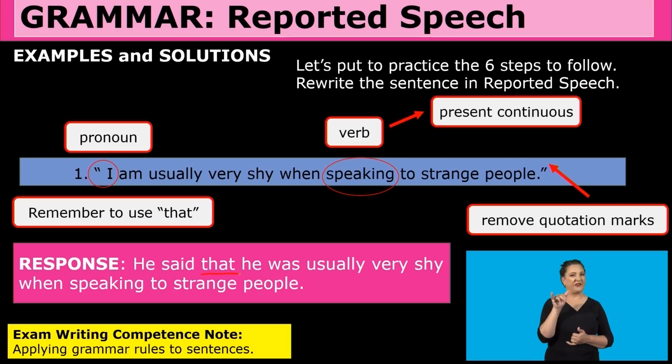Can you see? He was usually very shy when speaking to strange people. Now look at my verb. Look at the change that happened. He's usually very shy when speaking. So my continuous tense is maintained there. You can see the ing ending for the verb. And I removed the quotation marks. There are no quotation marks when I do reported speech.